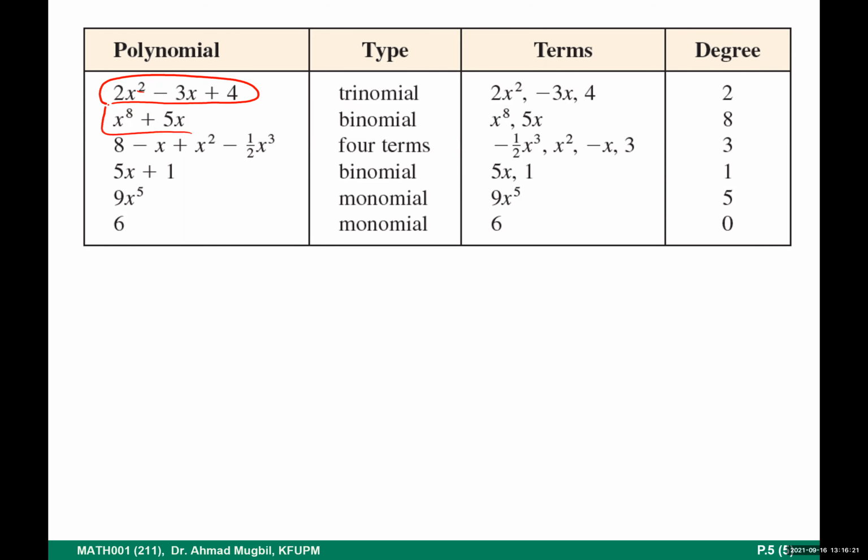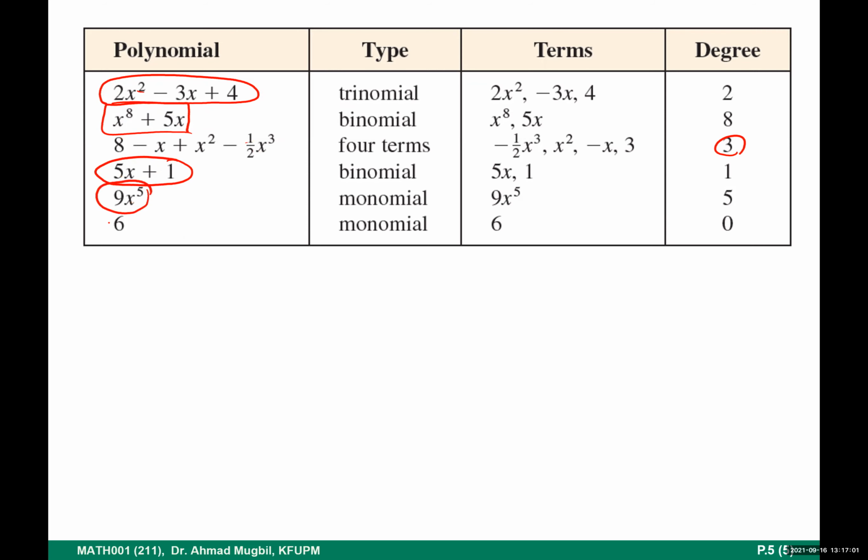For the second one, it is a binomial. We have 2 terms. What is the degree? 8. What are the coefficients? 1 and 5. The terms are x to the power 8 and 5x. The coefficient of x to the power 8 is 1. The coefficient of x is 5. The third one, we have here a polynomial of degree 3. The highest power is 3. And how many terms? 4 terms. 5x plus 1, 2 terms. And it is called a binomial.